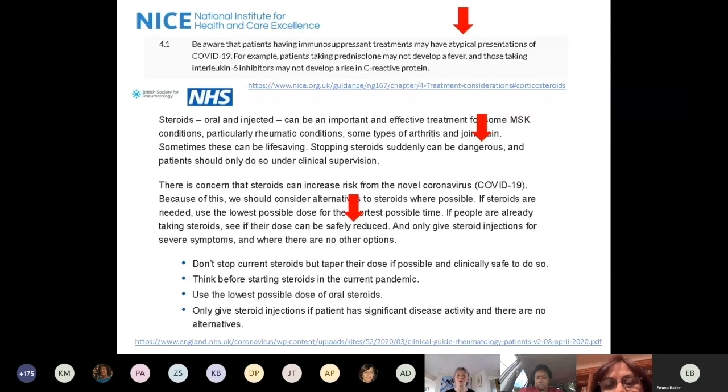So we should definitely not stop them suddenly, even though there are slight concerns about the risk of steroids and COVID. And I'm sure Adrian will touch on steroids a bit in a minute. The second thing people suggested was to try and reduce the dose. And again, this is NHS England advice, to see if the dose can safely be reduced.